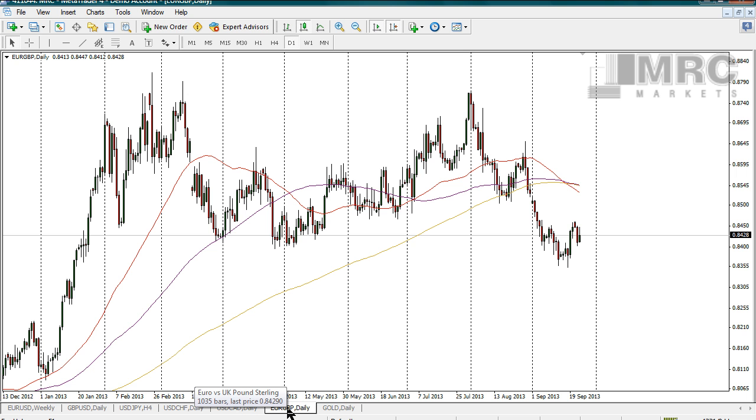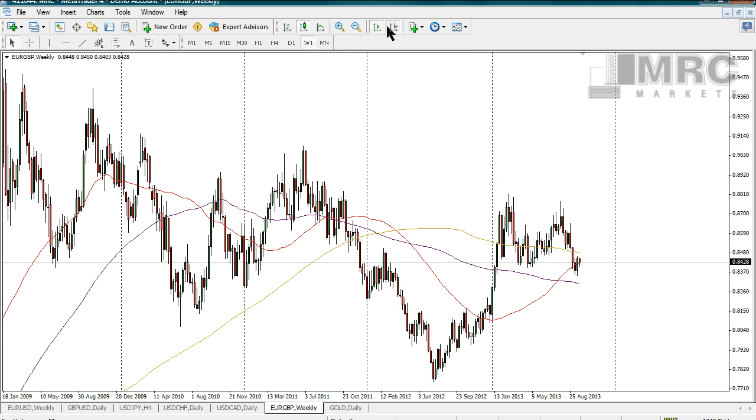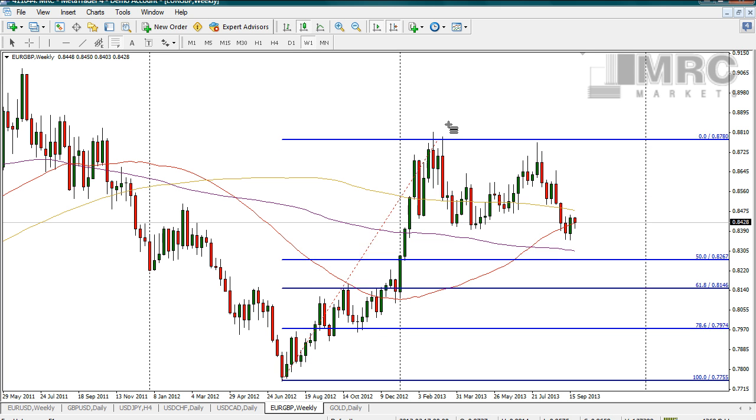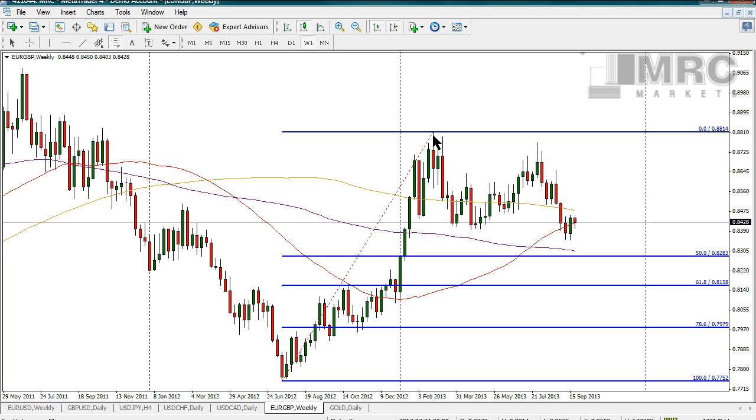Euro sterling, in terms of the weekly, it was all about this fib setup here. So you've got the lows of 2012 to the highs of 2013. It hasn't come back down to the 50%. We are getting currently bought up off of this sort of 83.80s level here on this weekly chart.